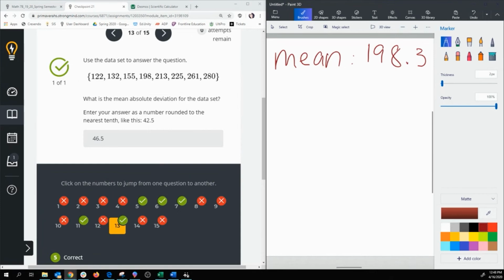Perfect, use a calculator. Yes, always use a calculator on these. You should never not use one. Jordan, what did you get? $46.5, that is correct. Dawson, are you still subtracting and stuff? Okay, take your time.